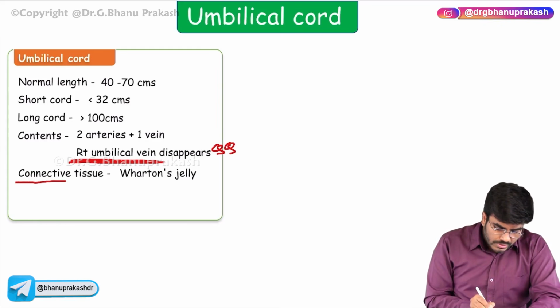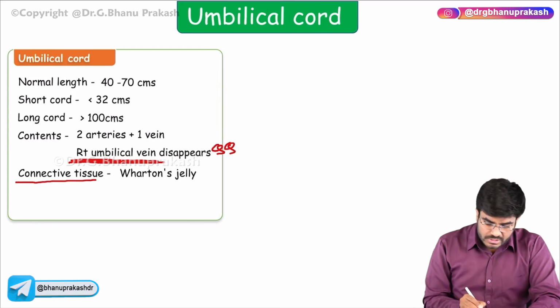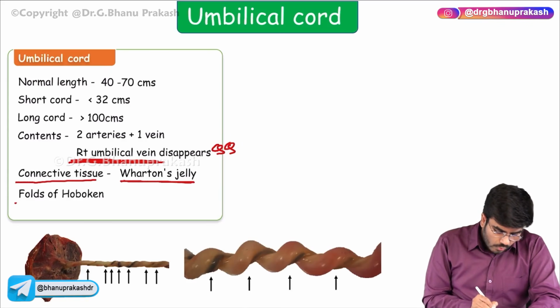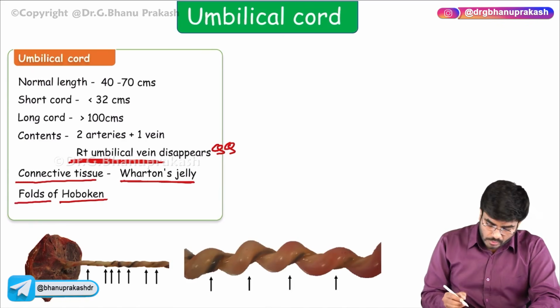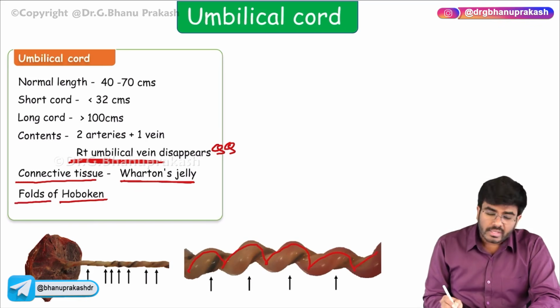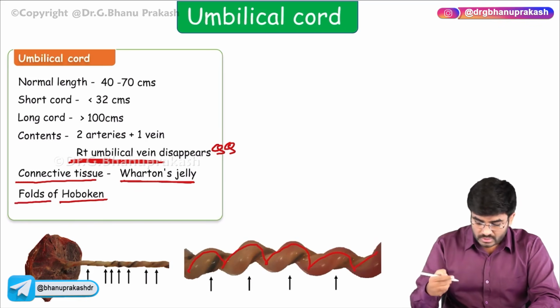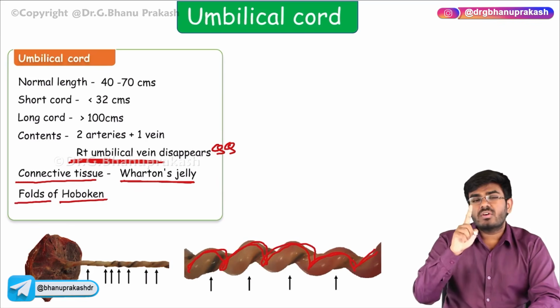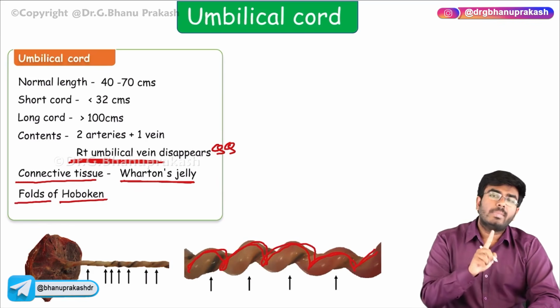Now, what is the connective tissue which is present in the umbilical cord? The connective tissue is known as Wharton's jelly. And what exactly are folds of Hoboken? Folds of Hoboken are nothing but this spiral shaped coiling. This is the coiling of the umbilical cord. These coils are known as the folds of Hoboken. So folds of Hoboken are seen in the umbilical cord.